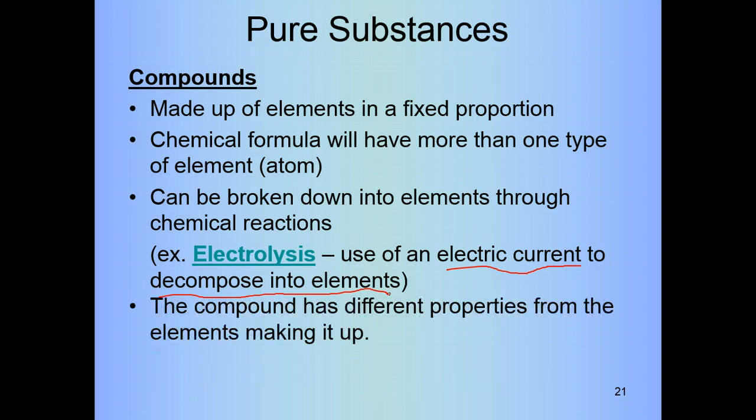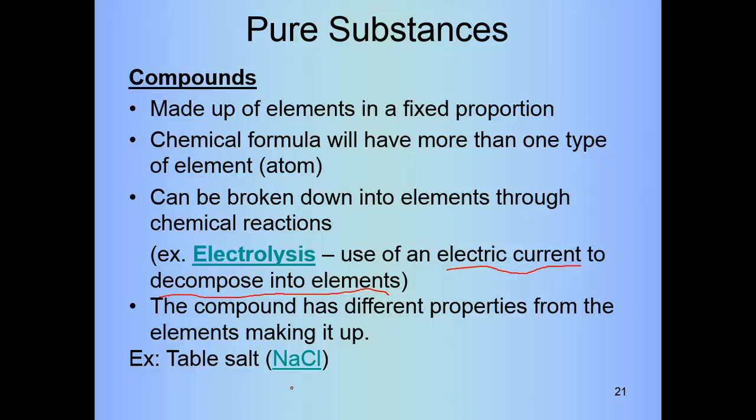The compound is going to have different properties from the elements making it up. An example of this is sodium chloride. If you look at the properties of sodium independently, sodium as an element is a soft silvery metal. I can show you an example of this in class. It's very reactive with water. It looks different from sodium chloride, which we know is table salt. We know it's white, has a characteristic salty flavor, and dissolves in water. Sodium as an element has very different properties. So when the elements are part of a compound, they have different properties.